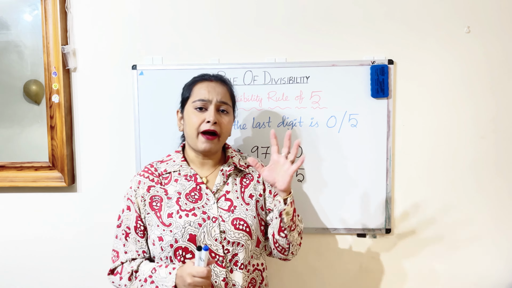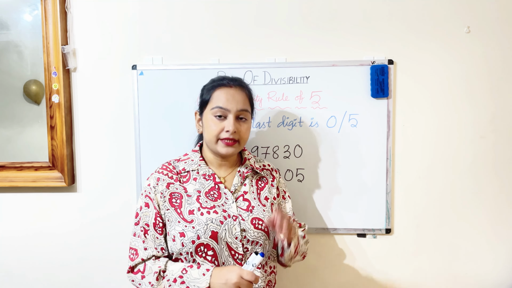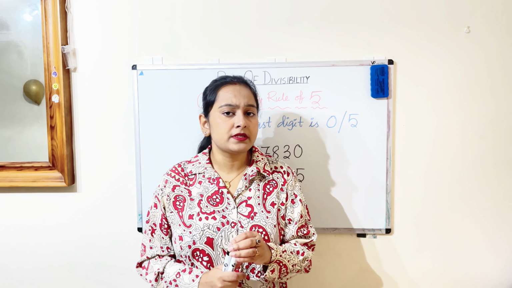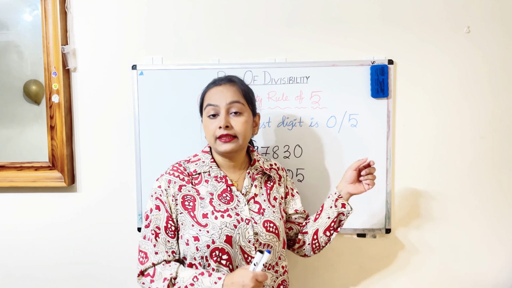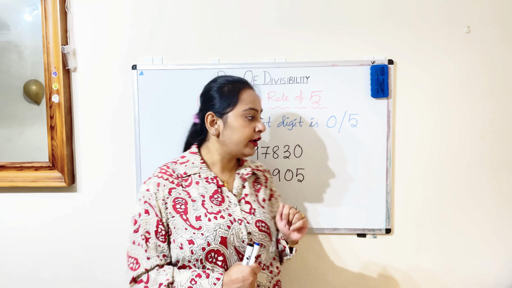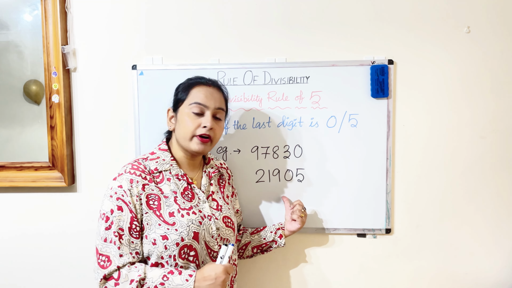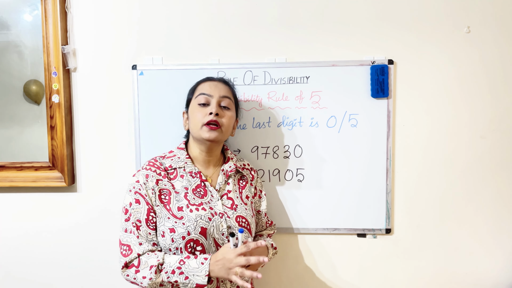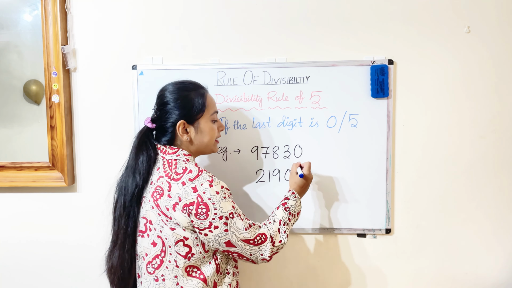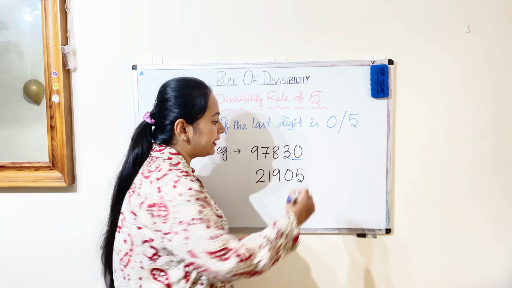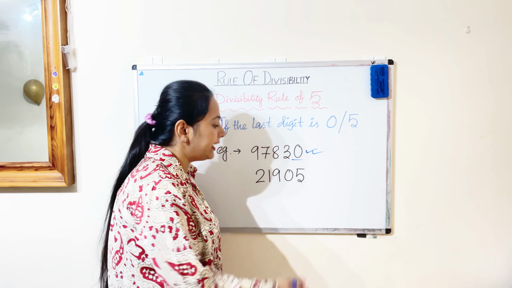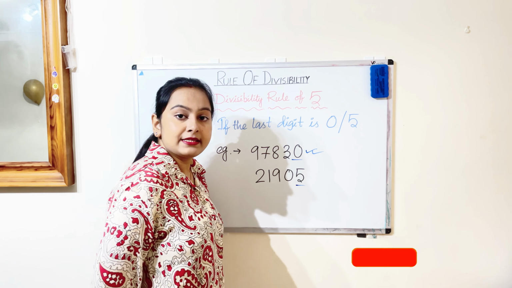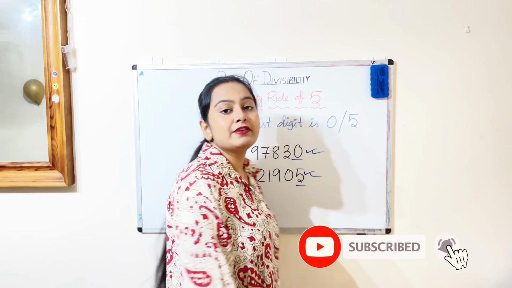The rule of 5 is very simple. We just have to focus on the ones place, or unit place digit. If the ones place digit is 0 or 5, then that number is divisible by 5. Right? I have taken two examples over here. The first one is 97830. Without any calculation, we focus only on the ones place. There is 0, so that number is divisible by 5. Now the next one, 21905. We focus on the unit place. There is 5.